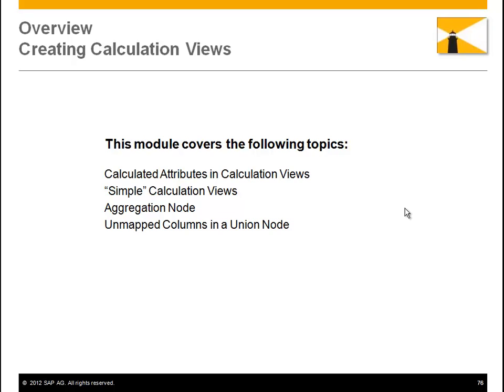So we have finished this lesson of creating calculation views, and we covered the following 4 topics. So calculated attributes and calculation views, simple calculation views. We also talked about the multi-dimensional reporting option, the aggregation nodes, which I've just shown you right now, the unmapped columns in the union node as well.